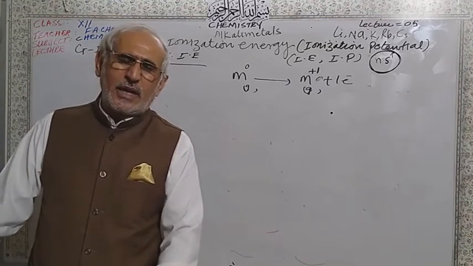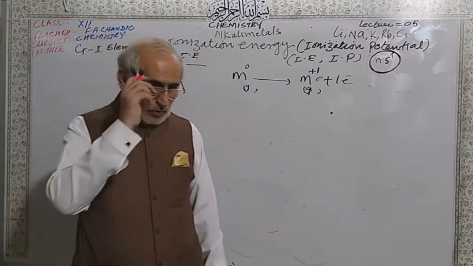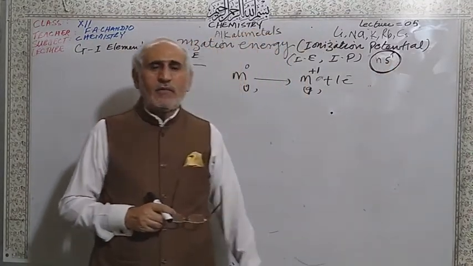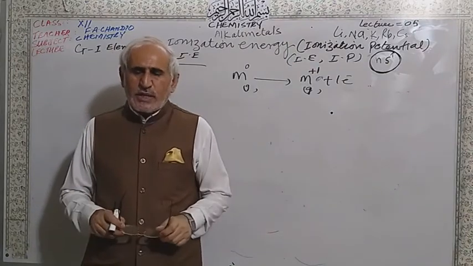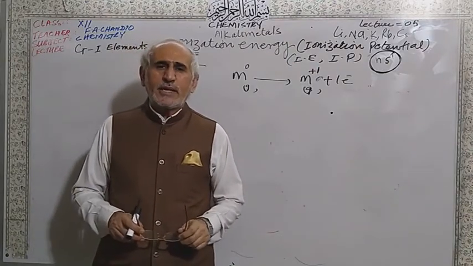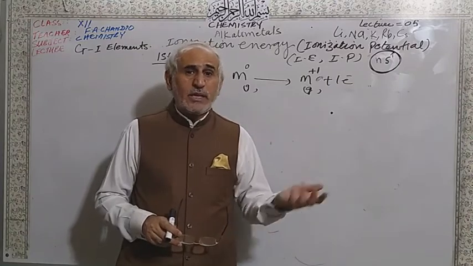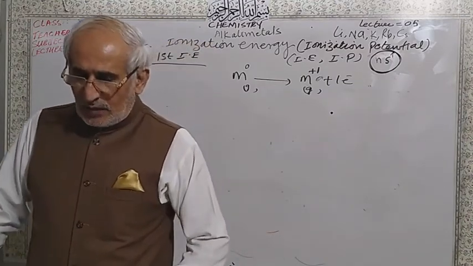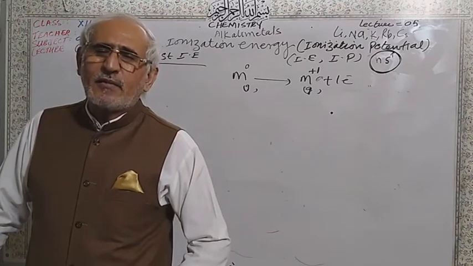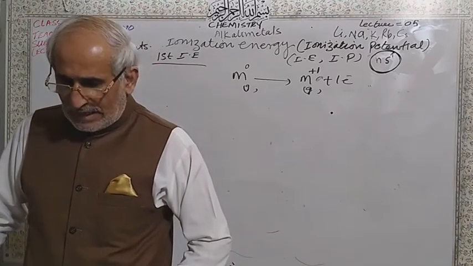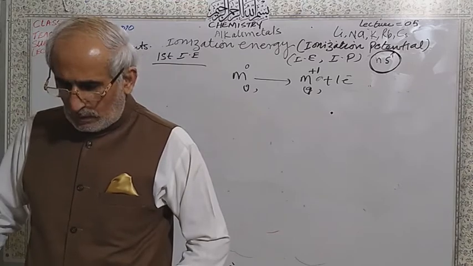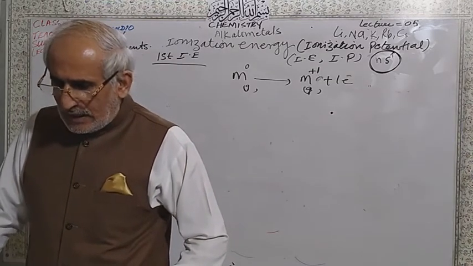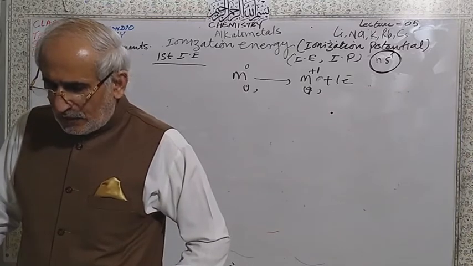This amount of energy decreases as we go down the group. This is called ionization energy. A metal should be in a gaseous state, with a zero charge. It gives a positive 1 charge when one electron is removed in the gaseous state, and we need an amount of energy for that. So this is the ionization energy.